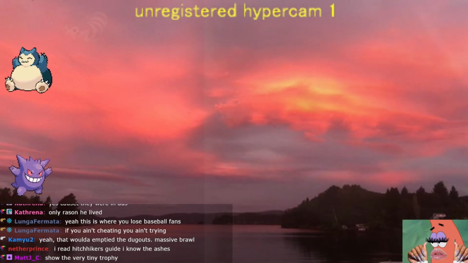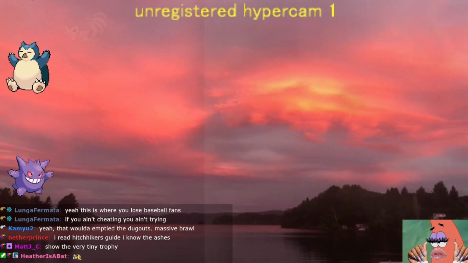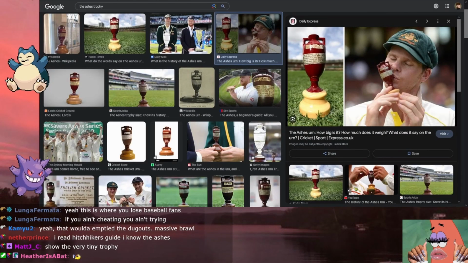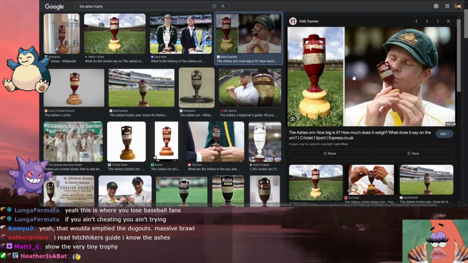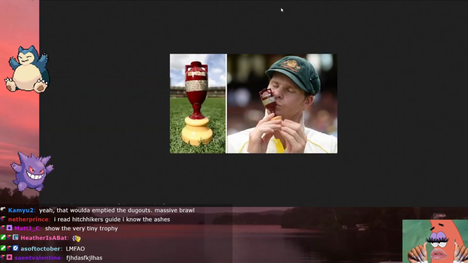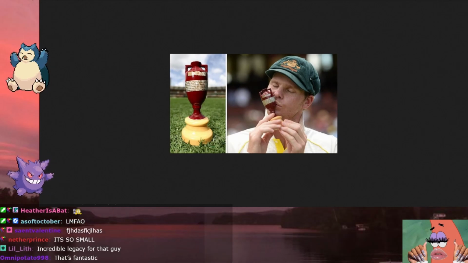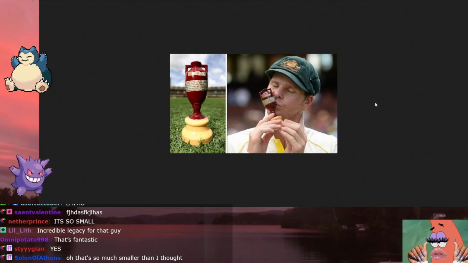Can I get a picture of somebody holding it? Images. Yeah, this is good. Yep, this is a good one. This is a man kissing the Ashes. Just show me the image. It's a very little tiny trophy, and that's the printout of the write-up that was in the newspaper.